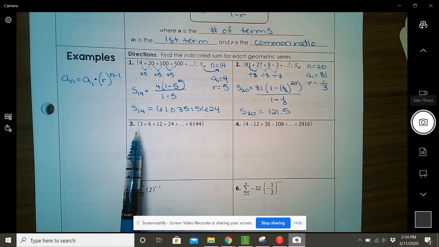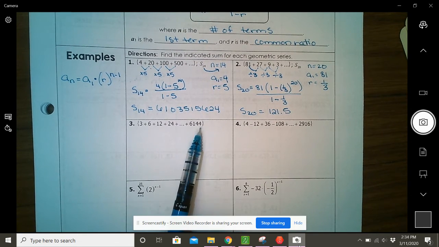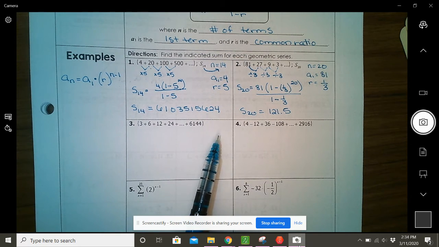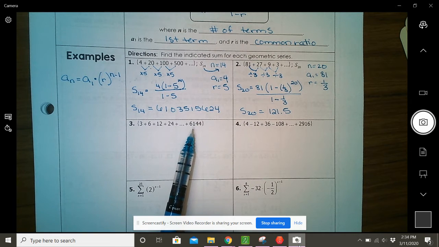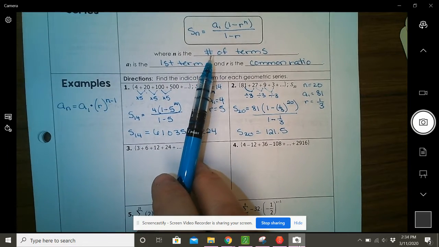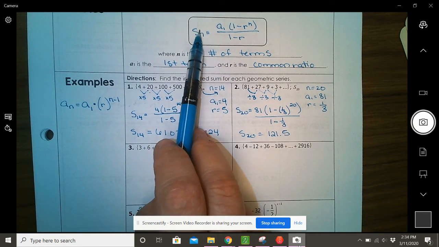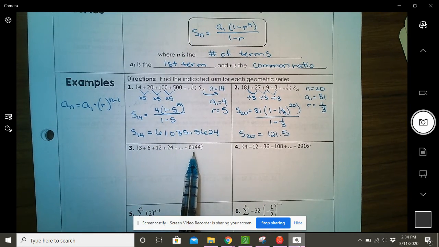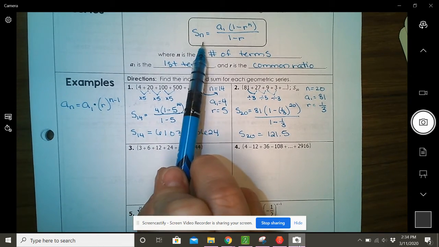Wow, they've given us a series and it's completed at 6,144. Okay, so that is the last value in the series. It's not that there are 6,144 terms. That is the last value in the series. So in my S sub n spot, the 6,144 is S sub n.